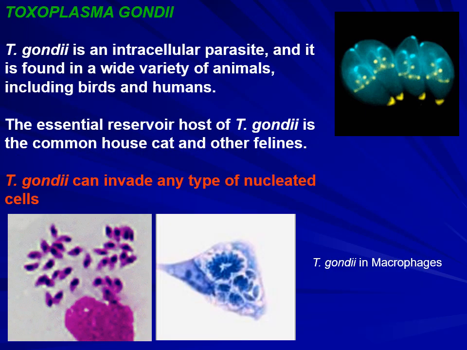Toxoplasma gondii can invade any type of nucleated cells, for example, macrophages that are infected with Toxoplasma gondii. And as you can see, the parasitophorous vacuole, in which the parasites are undergoing binary fission by endodiogeny, leads to a big number of parasites that will lead to the lysis of the host cell by the end and liberation of tachyzoites that seek other cells to infect.